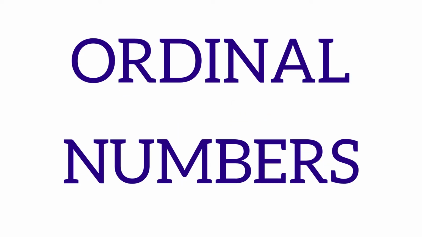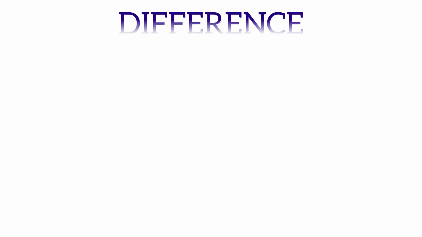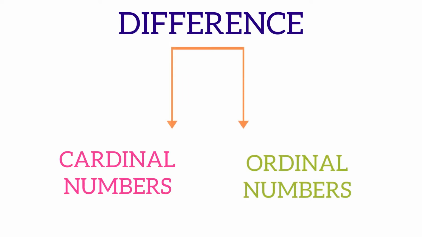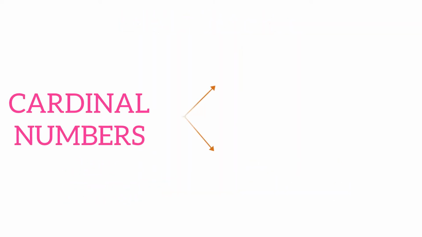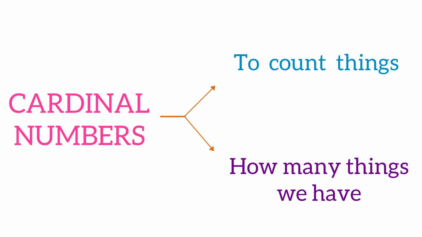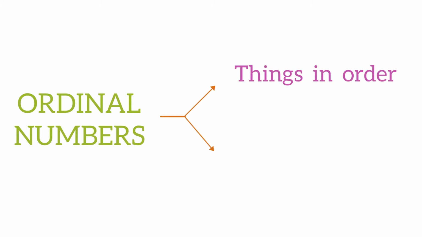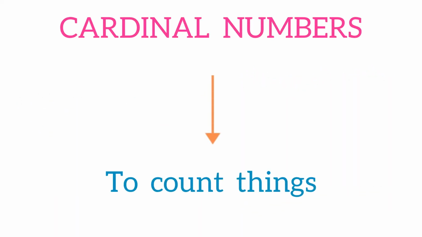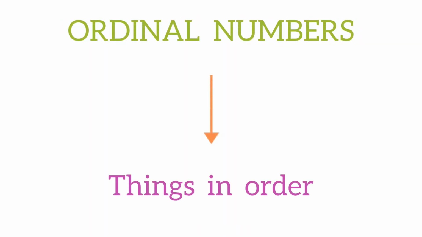In today's lesson, we'll introduce the ordinal numbers. Let's see what's the difference between cardinal and ordinal numbers. We use cardinal numbers to count things. It tells us how many things we have. While we use ordinal numbers to put things in order and create a sequence. Let's repeat again. We use cardinal numbers to count things, and we use ordinal numbers to put things in order.